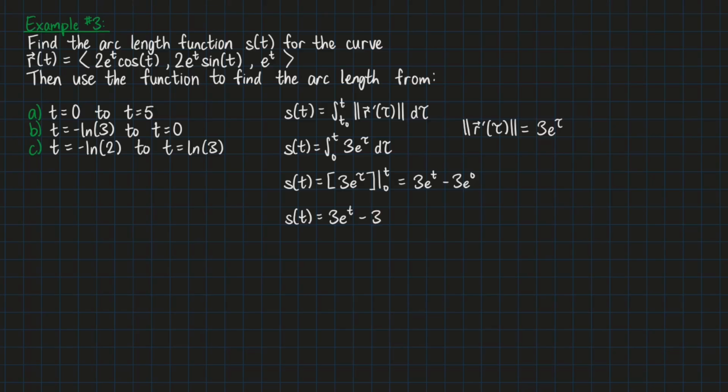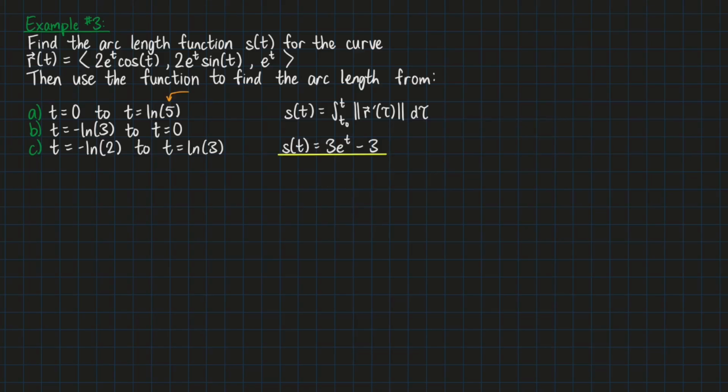So after that, you could see how tau was just a placeholder variable. After we plugged in the bounds, we're left with t as our only variable in the equation. And then I miswrote this earlier. This is supposed to be t equals ln of 5.